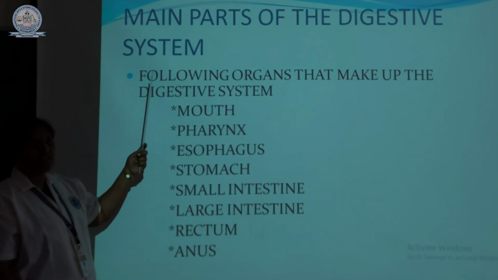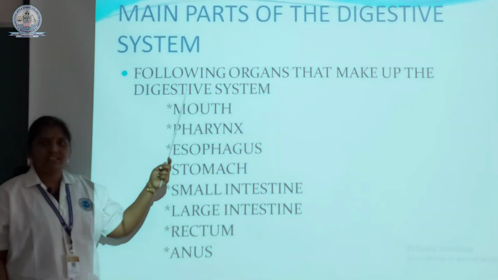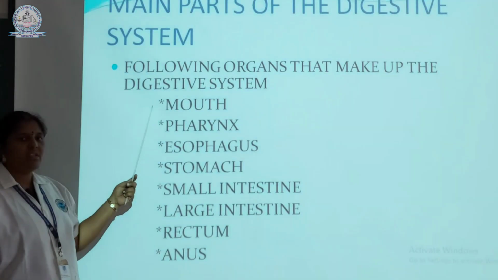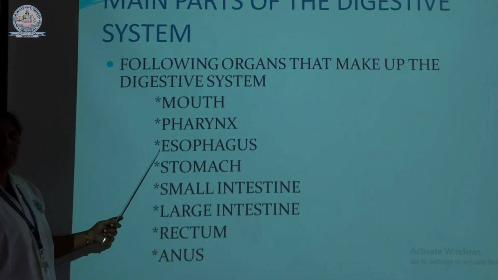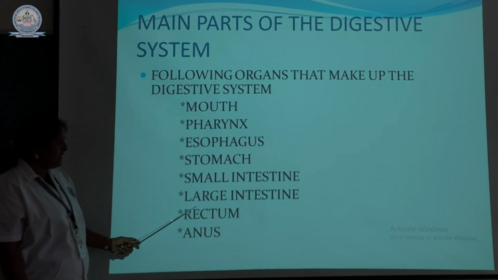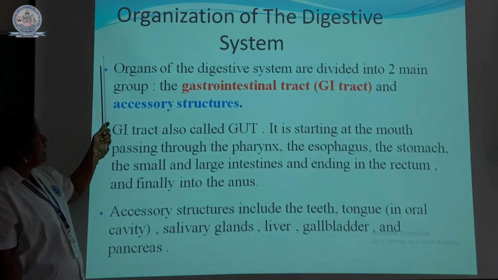Main parts of the digestive system. The following organs make up the digestive system. First one is mouth, second pharynx, esophagus, stomach, small intestine, large intestine, rectum, and the last one is anus.